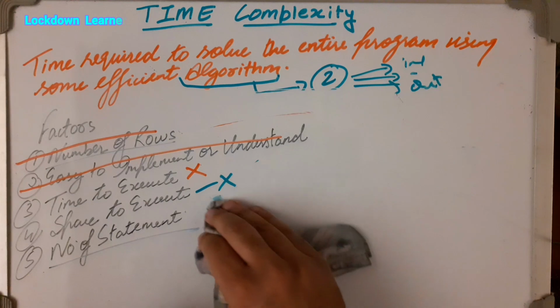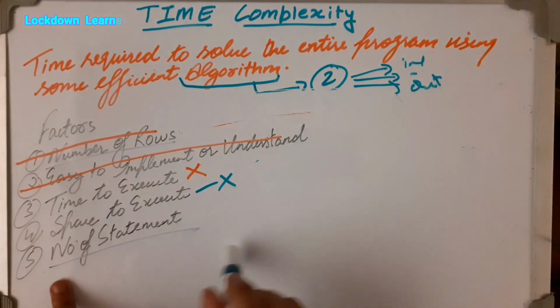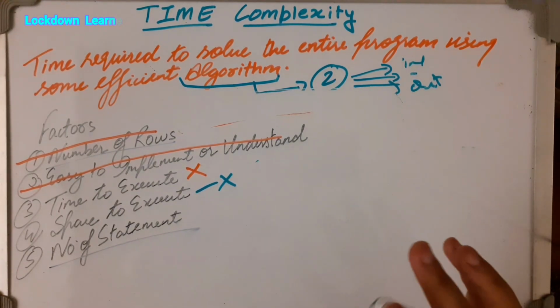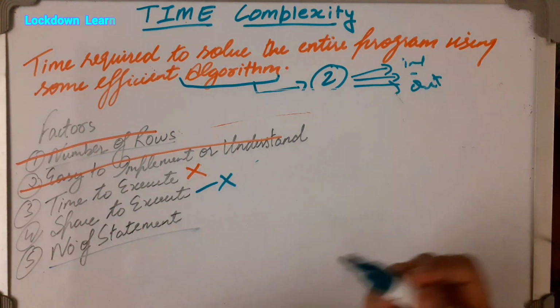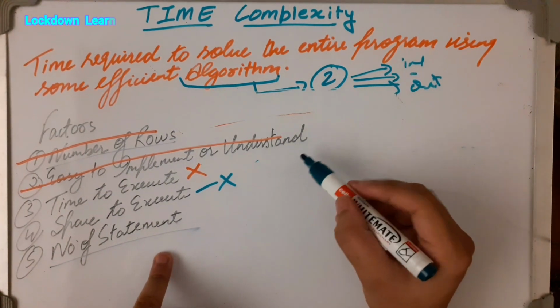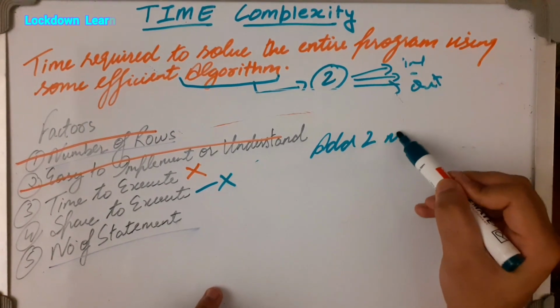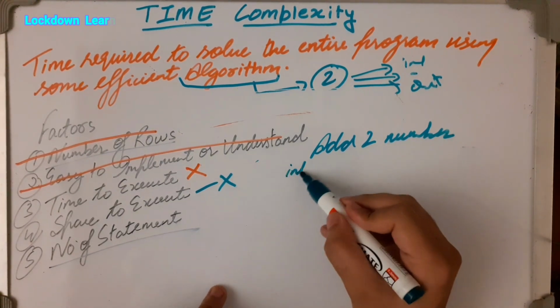Okay, the myths are that the number of rows and the time to execute matter, and these are myths. Let me clear all these things up. These do not depend on that; only the number of statements is the main factor. It will also differ from lines of code. Suppose I write a program to add two numbers. Let me show how many statements it has.